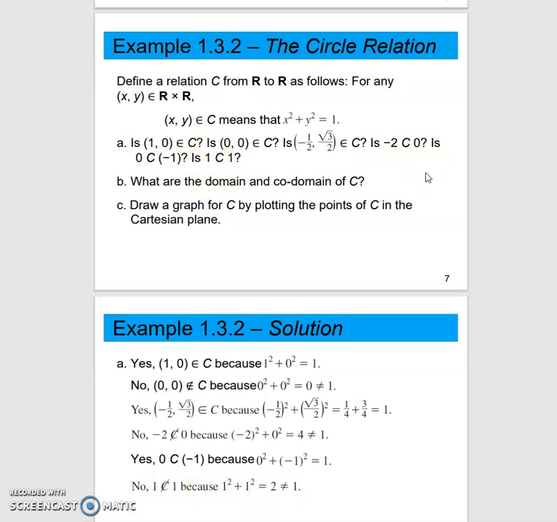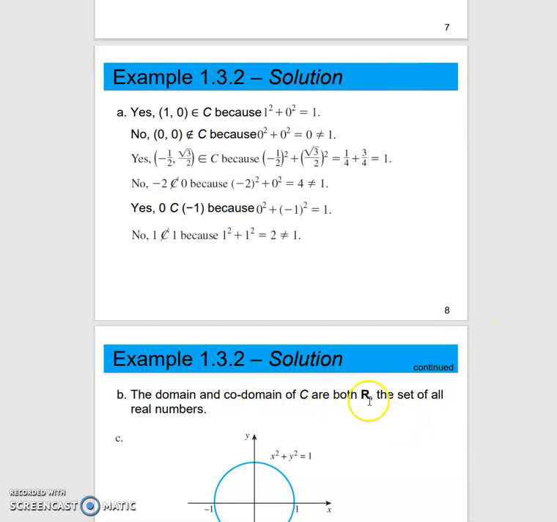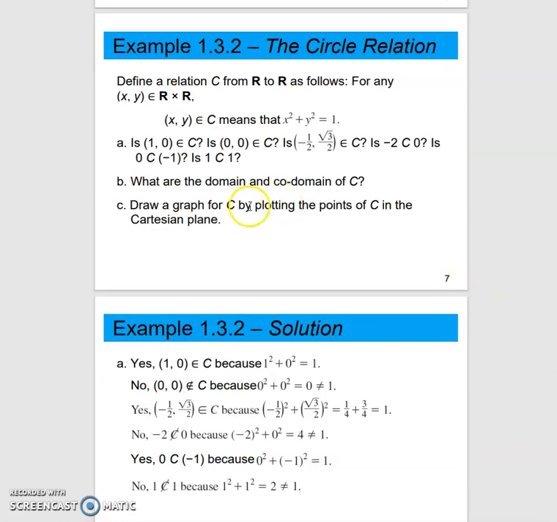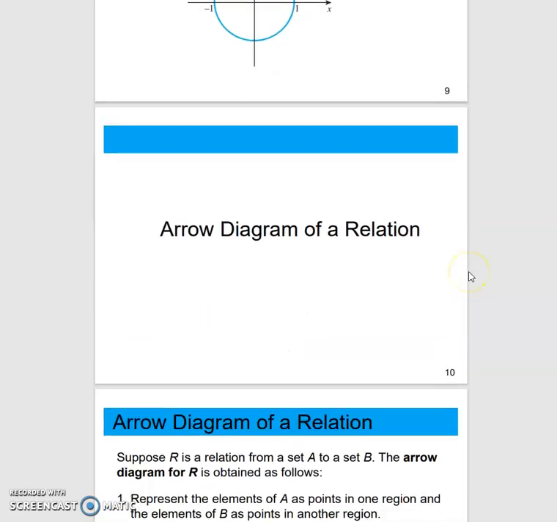So anytime we've got a number, we just plug it into whatever this relation is and see if it works out. What is the domain and codomain? Those are both going to be the set of all real numbers. Finally, let's draw a graph for that by plotting it in the Cartesian plane. We're going to have a circle here with a radius of 1, because we were given that as part of our problem.